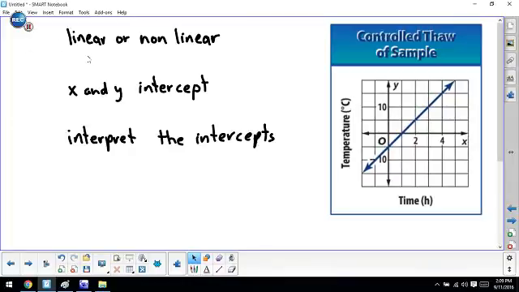All right. Let's see if we can get the right answer. So, first of all, we have to tell whether it is linear or non-linear. Now, because this graph is a straight line, this is considered linear. So this is a linear graph. All right, so let's go ahead and find out where the x and y intercepts are. Now this is a little tricky.